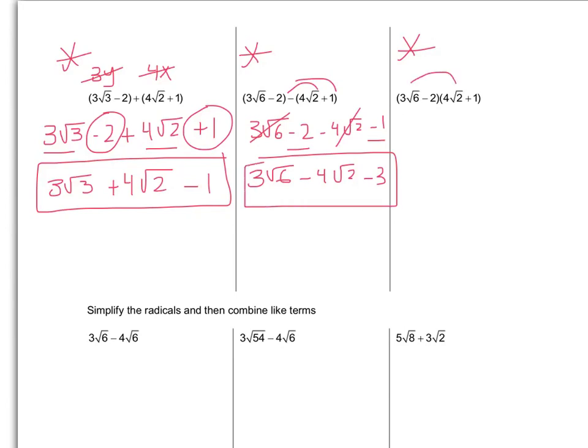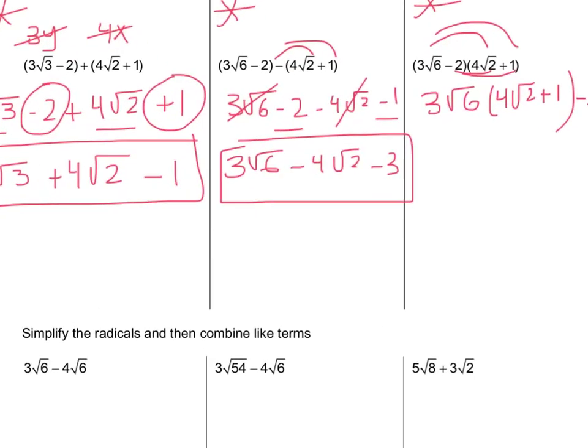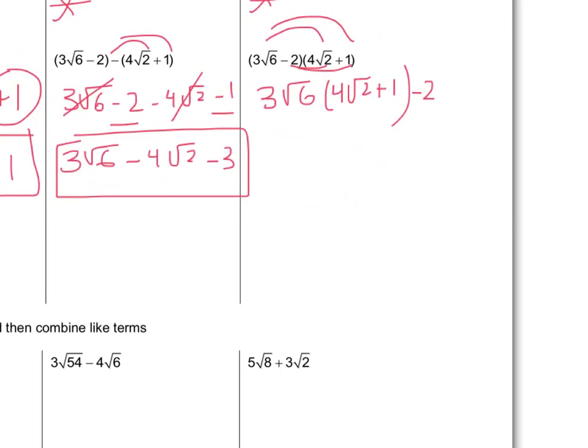Now, when you multiply, remember you multiply 3 radical 6 by 4 radical 2 plus 1. And then negative 2 by, let's make some room, negative 2 times 4 radical 2 plus 1. Now, remember, when you multiply, you multiply the numbers together. So 3 times 4 is a 12. And then you multiply radical 6 by radical 2. Radical 6 times radical 2 is a radical 12.